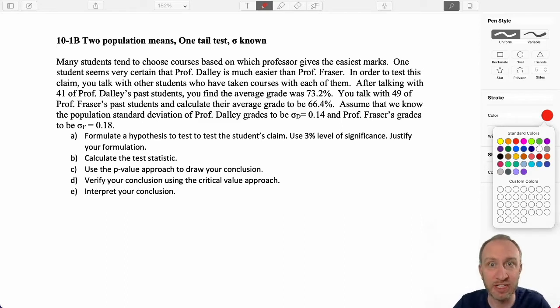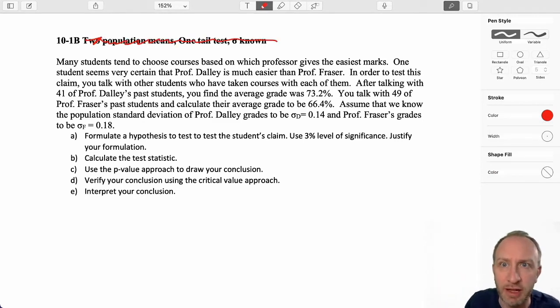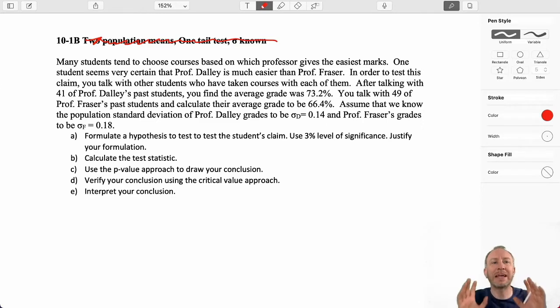Again, two population means, one tail, sigma known. Okay, we get it, but let's make sure we can figure that out for ourselves. So let's just get into this problem. It is very, very similar to problem 10.1a. So we'll make sure that we can go through this problem and we know exactly what we're supposed to do based on the information that is there. And then you'll see, my goodness, the process of this test is so similar to the ones that you've already done before. Let's get into it.